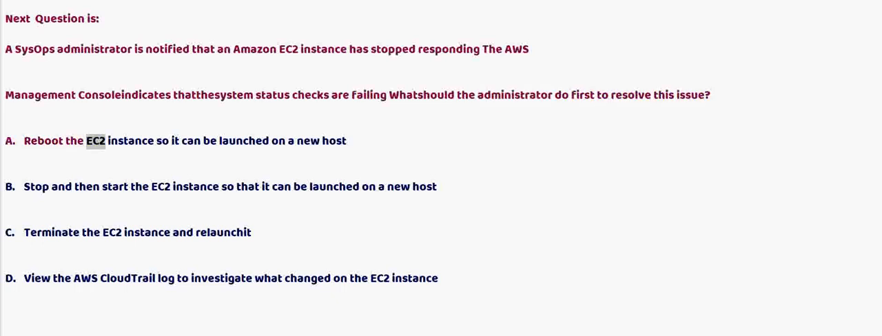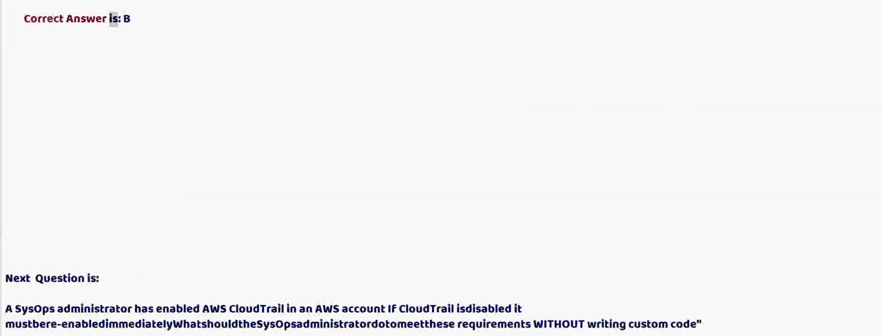A. Reboot the EC2 instance so it can be launched on a new host. B. Stop and then start the EC2 instance so that it can be launched on a new host. C. Terminate the EC2 instance and relaunch it. D. View the AWS CloudTrail log to investigate what changed on the EC2 instance. Correct answer is B. Next question is: a SysOps administrator has enabled AWS CloudTrail in an AWS account.